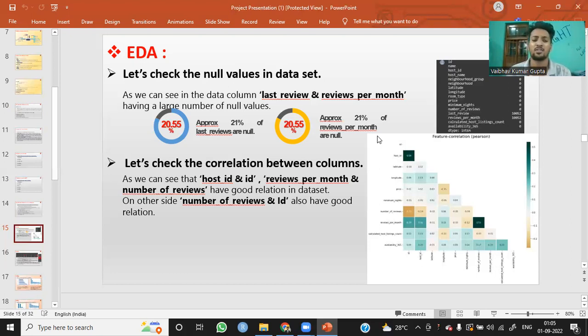Which is pretty obvious, because reviews per month uses number of reviews for its calculation. That is why we have a high positive correlation between these two variables. On the other hand, number of reviews and ID are also connected, which is a spurious correlation because it doesn't make any sense. So moving ahead.